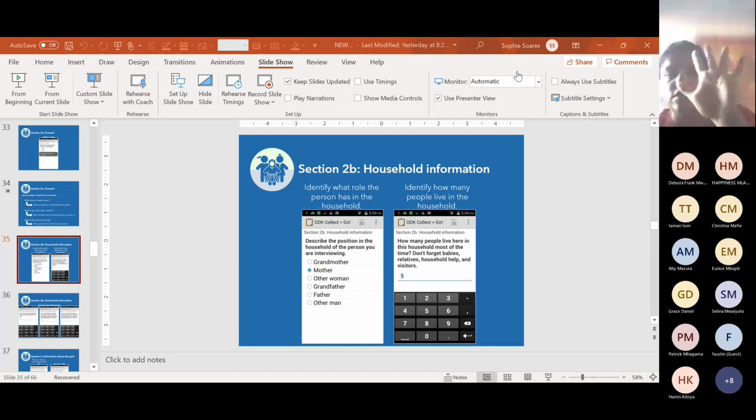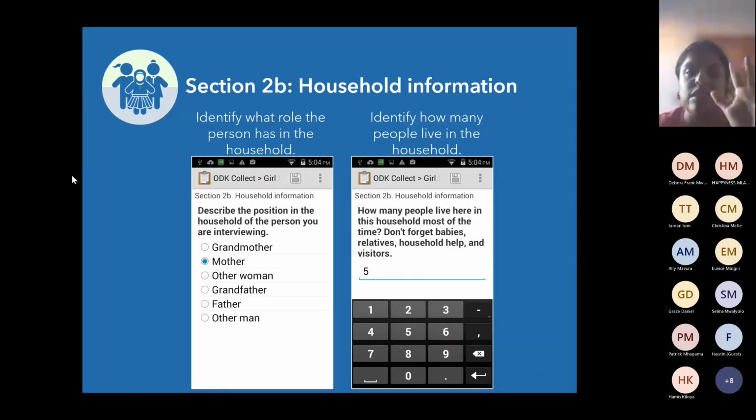All right, so I've got 5 fingers up, okay? And the reason I'm doing this is because this is where the most important part is about to come into play, because you are trying to get a count of how many girls exist in your community. Okay, so I hope you can all see that. So 5 fingers, because in this question, how many people live here most of the time? Don't forget babies, relatives, household help, and visitors.